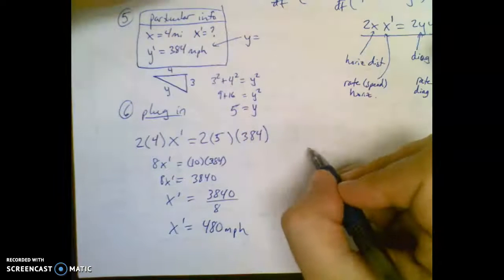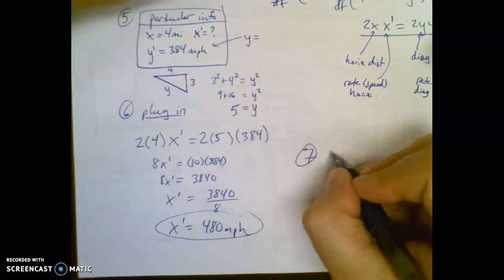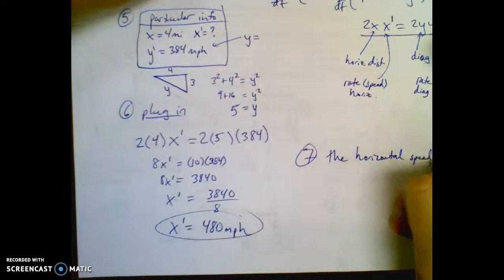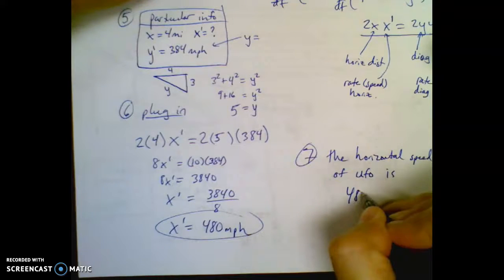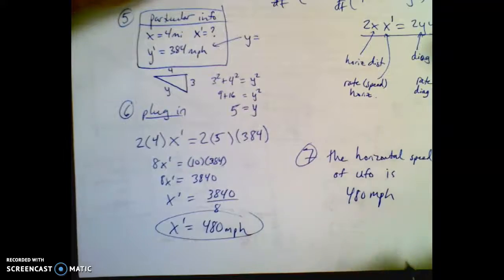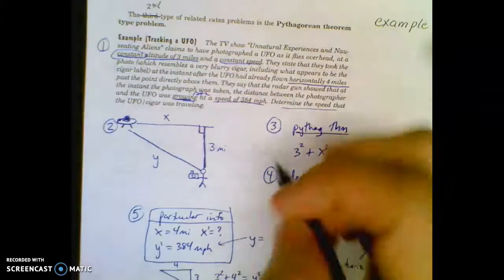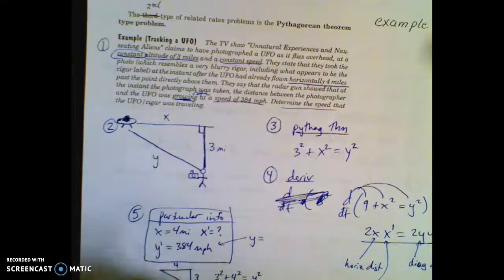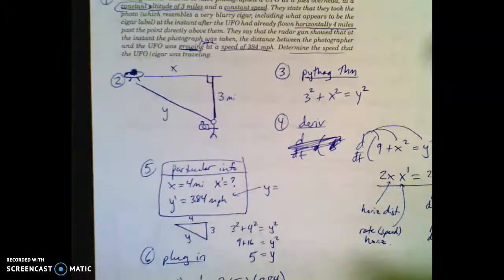So number 7 is circle your answer and give it word answers, right? So I would say the horizontal speed of the UFO is 480 miles per hour. Okay, so if you happen to be way up here, if you were in the cockpit and you looked at your speed and your alien life form also used miles, which is insane because miles is a terrible system, the speedometer would read 480.